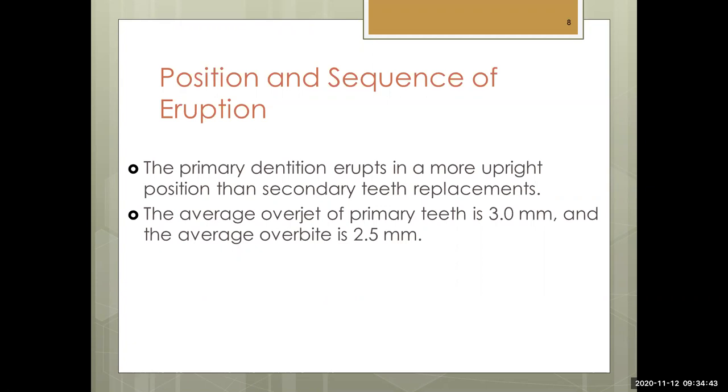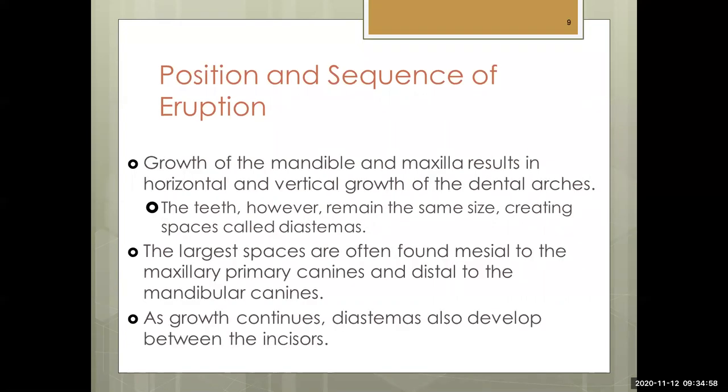So the maxillary anterior should fit over the mandibular anterior, and the maxillary anterior should go about halfway and cover up those mandibular anteriors. The growth of the mandible and maxilla results in horizontal and vertical growth of the dental arches to accommodate the space. The teeth remain the same size, but what we want to do is create growth in the jaw.